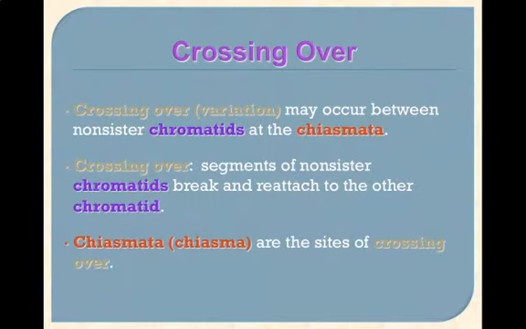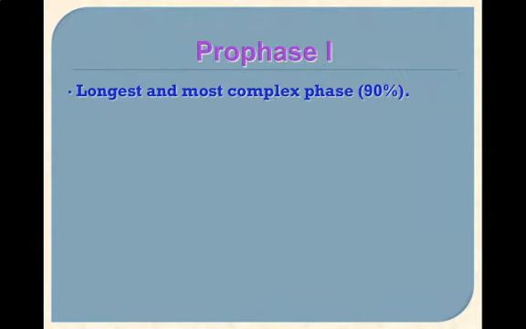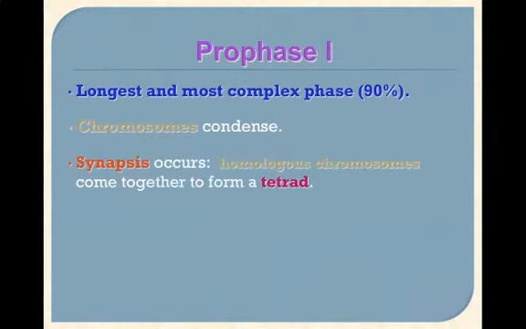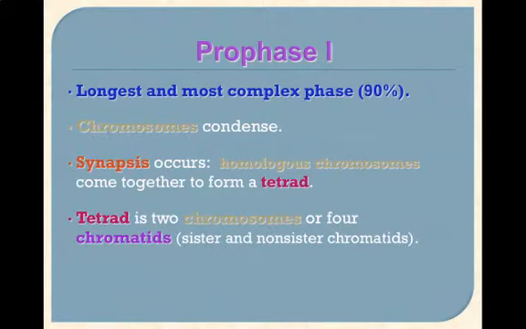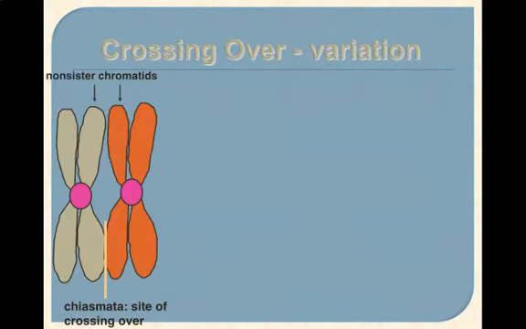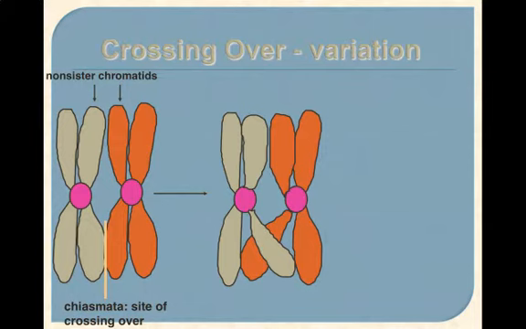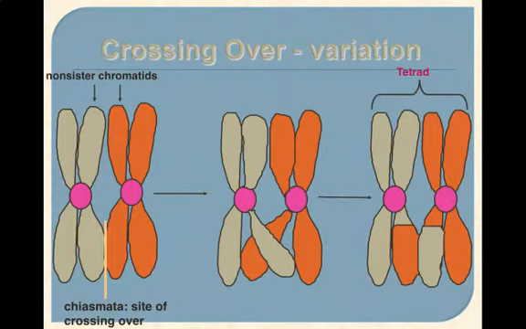The chiasmata or the chiasma are the sites of the crossing over. A lot of C words that are going on here. So prophase 1 is the longest and most complex phase, and the cell spends 90% of its time in this phase. The chromosomes will condense. Synapsis occurs where the homologous chromosomes come together and form a tetrad. And we also have crossing over that will happen. So we have non-sister chromatids. The chiasmata is going to be the site of crossing over. They'll entwine and they'll switch information.